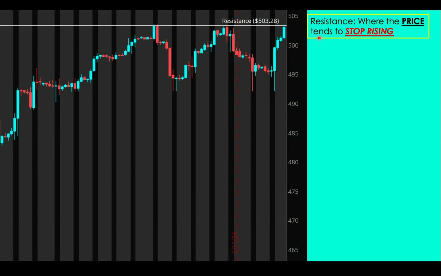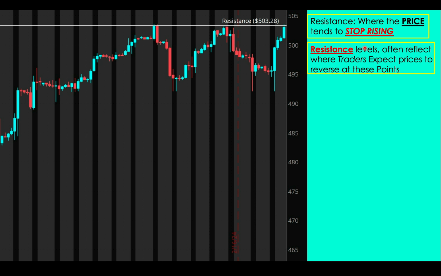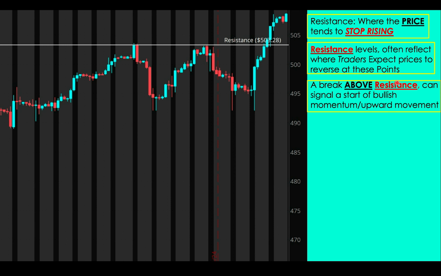Now, a resistance level is very simple. It's where the price tends to stop rising. I know most people believe they understand that to the T, but there's a little bit more to it as well. Resistance levels often reflect where traders expect prices to reverse at these points, guys. Keep that in mind. For an example, at 503.28, every time we hit the specific level, we tend to reverse and stop rising. The moment we break above a resistance, it can signal a start of bullish momentum or upwards movement. As you can see on this quick example, the moment we got above 503.28, we created some bullish momentum to the upside, and we're continuing on to some higher highs.